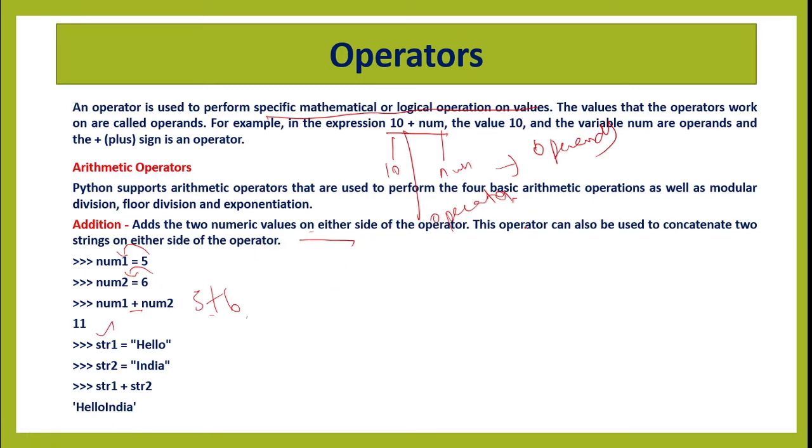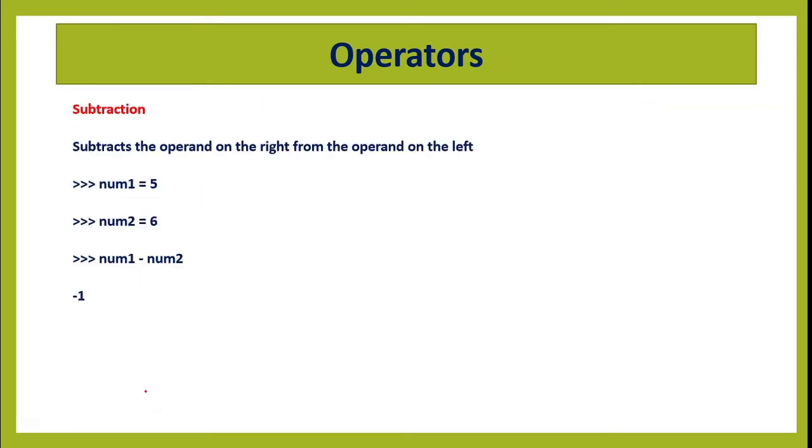The second purpose, we can use the addition operator for string concatenation also. Okay. So we are assigning the value hello to the string variable str1, then India to the string variable str2. Then we are concatenating these two strings, str1 plus str2. So the output is hello India. So the next one is subtraction.